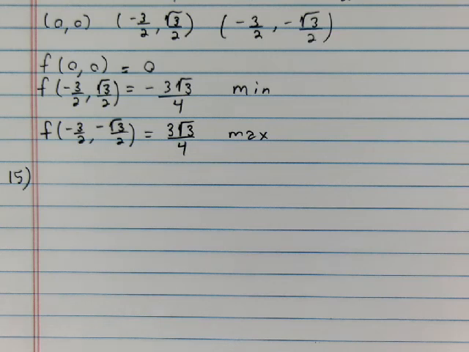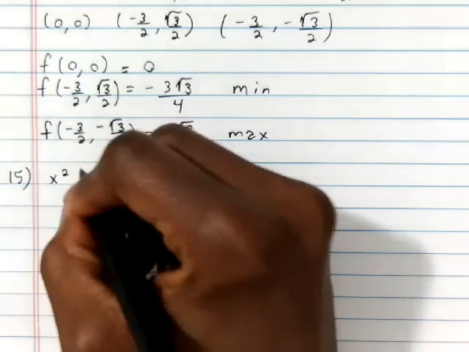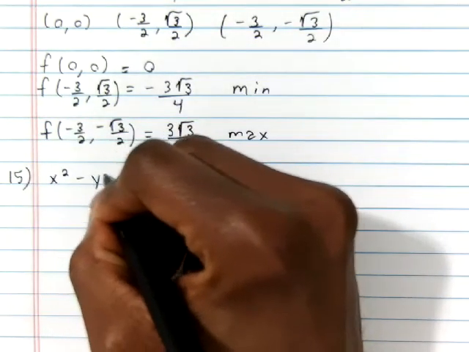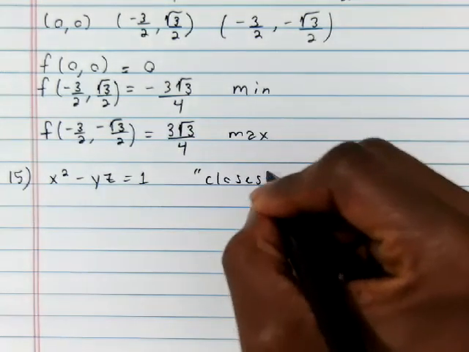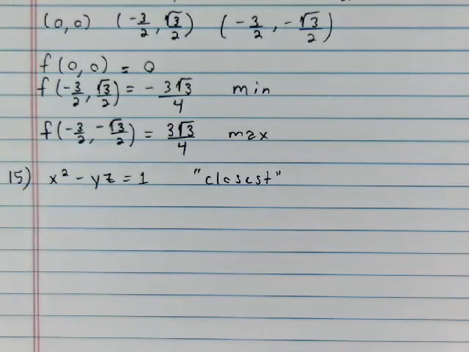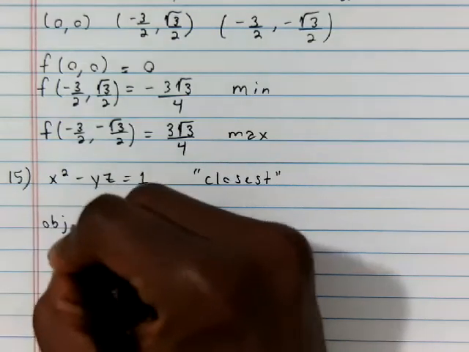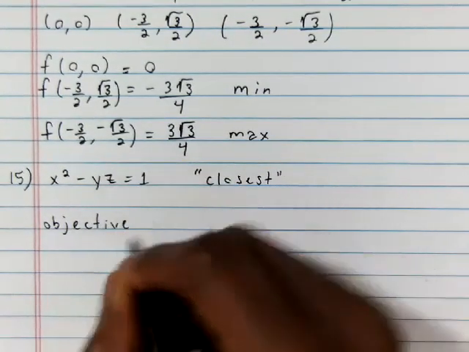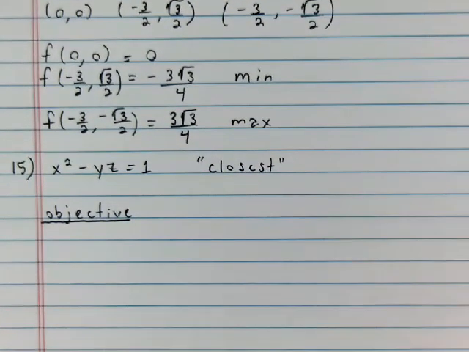So remember, we're looking for an objective and a constraint here. So they say closest. That means that we're looking at a distance. So in our constraint, the key things we see in the problem are x squared minus yz equals 1, and we see the word closest. So closest means we're talking about a distance. So our objective is going to be the distance between whatever points that we're seeking.